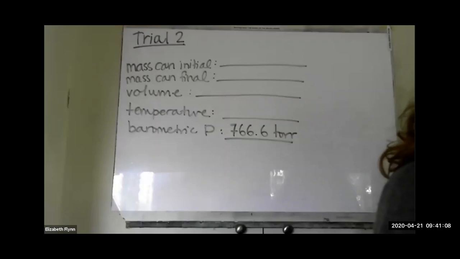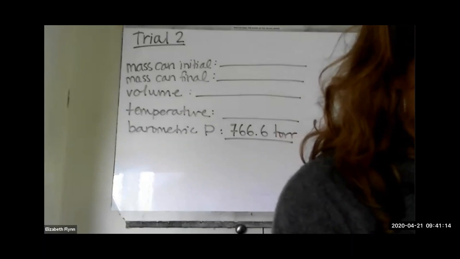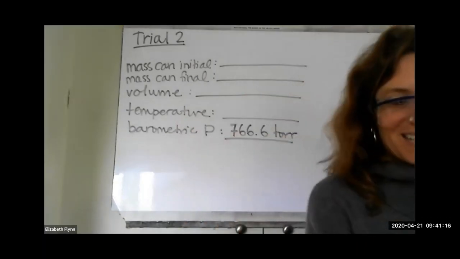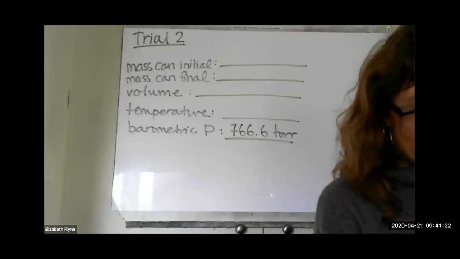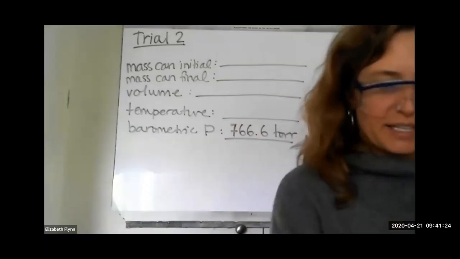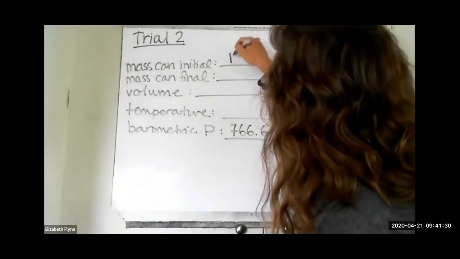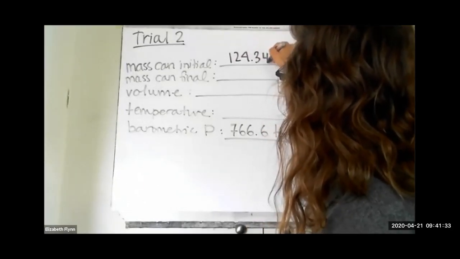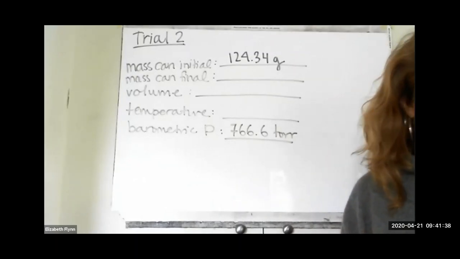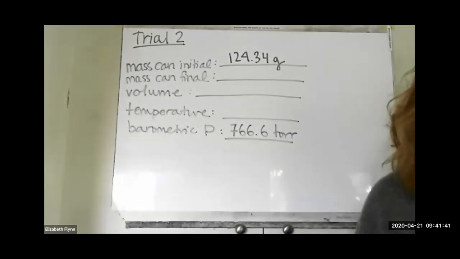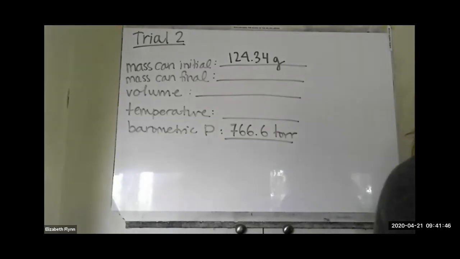All right, and let's do it again. I have the initial mass of the canister still on my balance right now, so we'll just get the initial mass. Right now it says 124.34. So we'll get that right now, 124.34. Initial. All right, and then I'll move my camera so you can see.